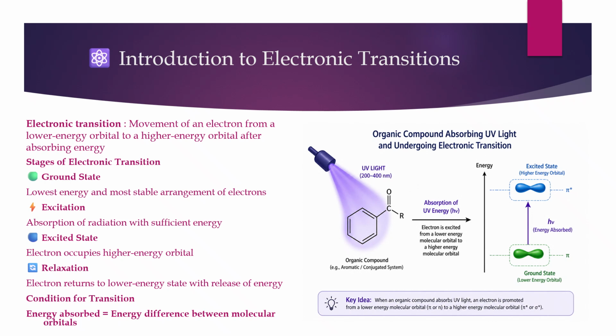However, the excited state is unstable. So, after a very short time, the electron returns back to its original lower energy level. This process is known as relaxation. So, electronic transitions are important because they explain how organic compounds absorb light. This forms the basic principle of UV visible spectroscopy, which is widely used for molecular analysis.